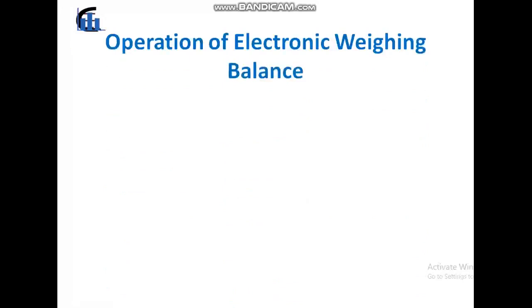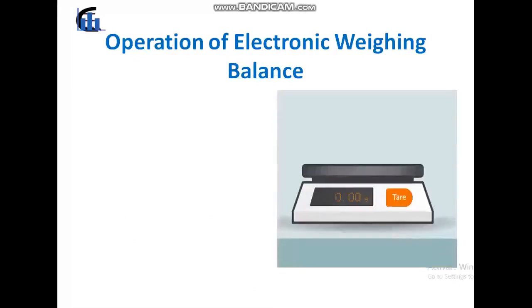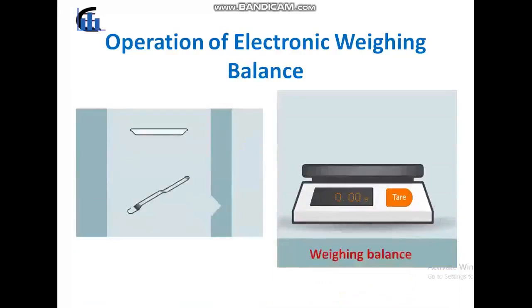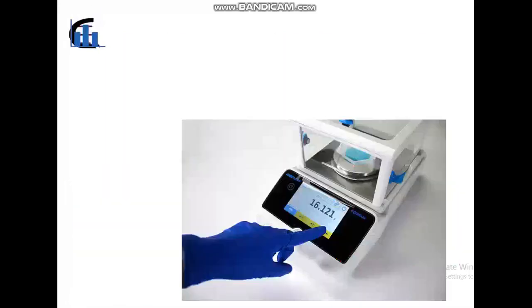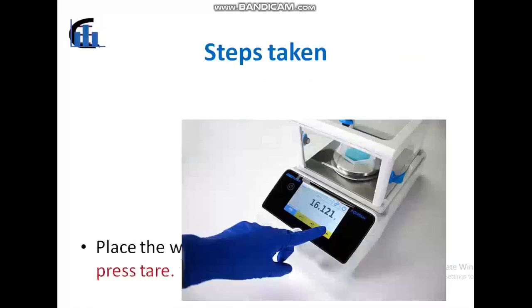To measure the mass of the substance, we use a weighing balance. Other apparatus needed for this operation are a weighing pan and a spatula. We can weigh the mass of the substance by following the steps below.